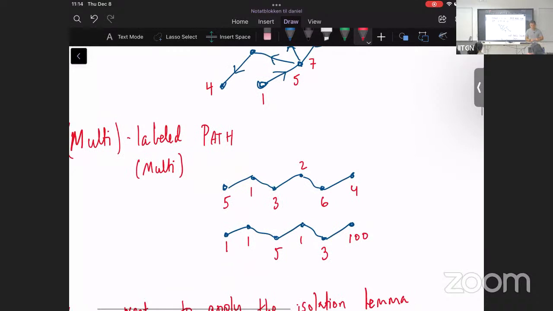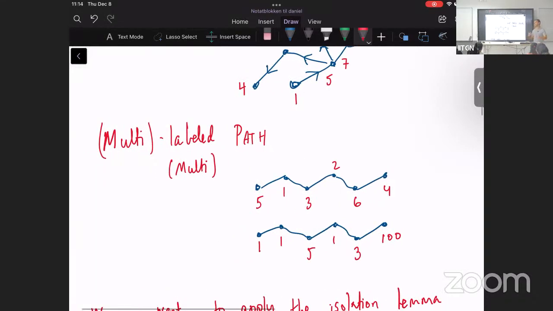What's a multi-labeled path? A multi-label, or what's a labeled path or a multi-labeled path? Well, it's a multi-labeled or labeled walk where the walk is a path, so where no vertices repeat. Okay, so the concepts are path, walk, labeled path, labeled walk, multi-labeled path, multi-labeled walk. From which set are we numbering? The naturals.